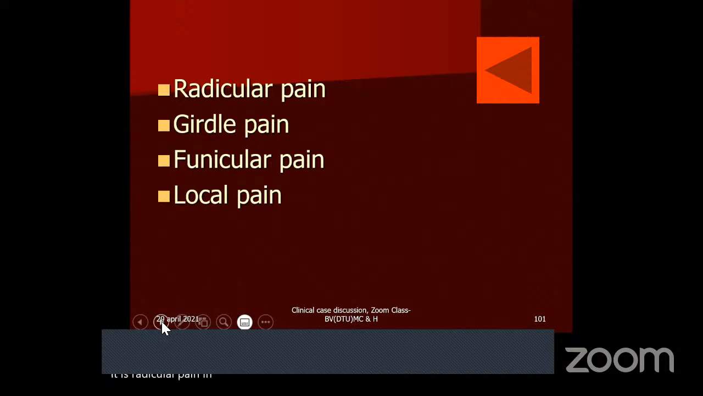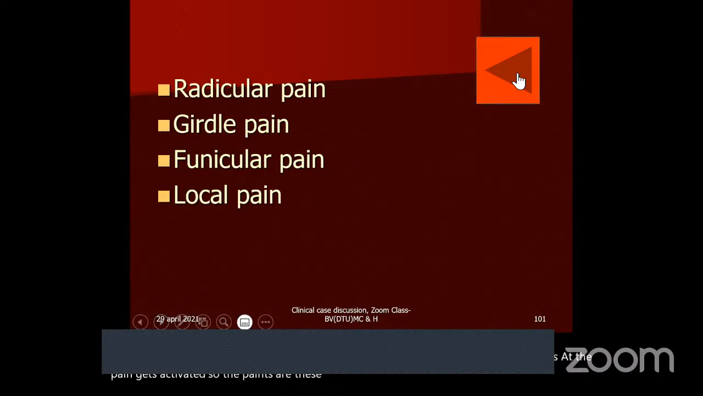It is short, shooting, lancinating pain, and it leaves a dull, boring type of pain in the background. This pain is aggravated by all the maneuvers that increase intracranial pressure, like coughing, sneezing, Valsalva maneuver, because the roots are covered by a sleeve of subarachnoid space bathed with CSF fluid. Whenever you do these maneuvers, the CSF pressure increases and the pain gets aggravated. So these are the pains which you come across.